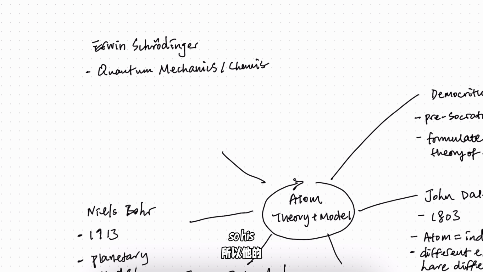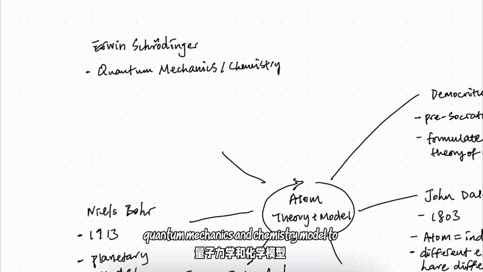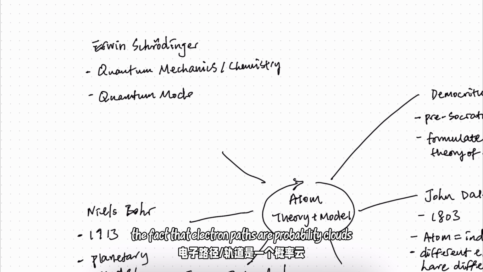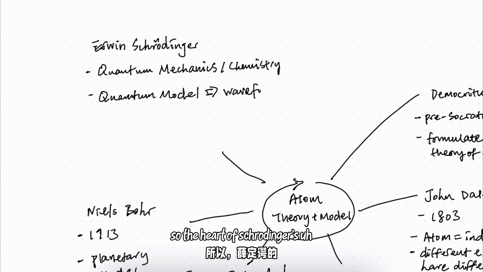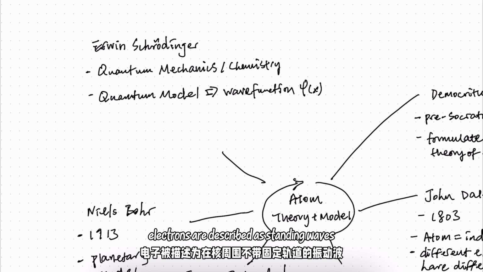So Bohr's idea is oversimplified, and we need to count on Schrödinger's quantum mechanical model to supplement and explain the fact that electron paths are probability clouds. The heart of Schrödinger's quantum mechanical model is the wave function. Electrons are described as standing waves around the nucleus, not fixed orbits.